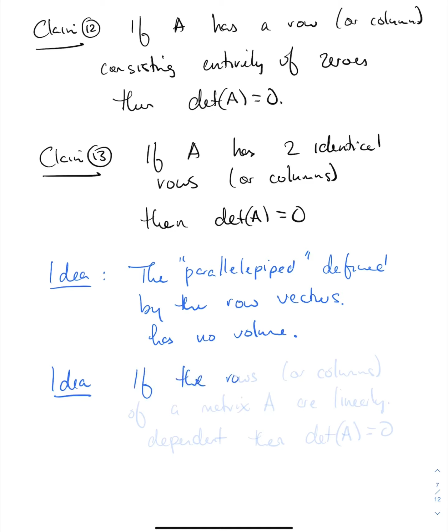And so the idea behind all of this, behind these two claims, is that if the rows or columns of a matrix A are linearly dependent, then the determinant of A is equal to 0. Both claim 12 and claim 13 are examples of this phenomenon. We're going to actually prove this later, but for now, let's continue with our geometric interpretations of our determinants and our geometric interpretations of our older claims.